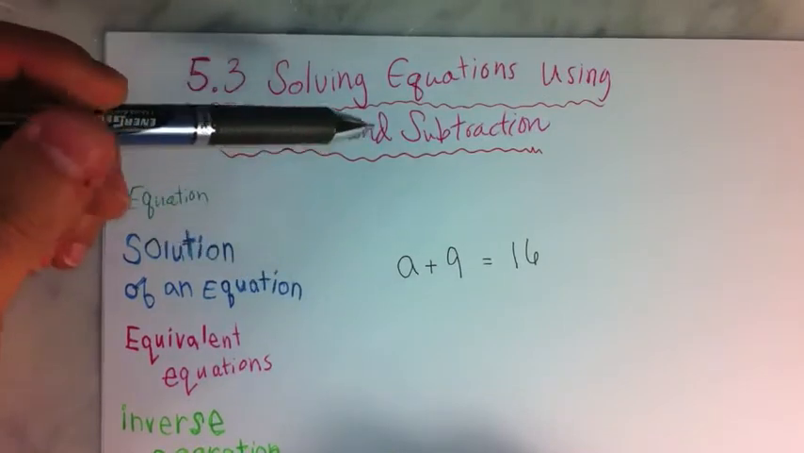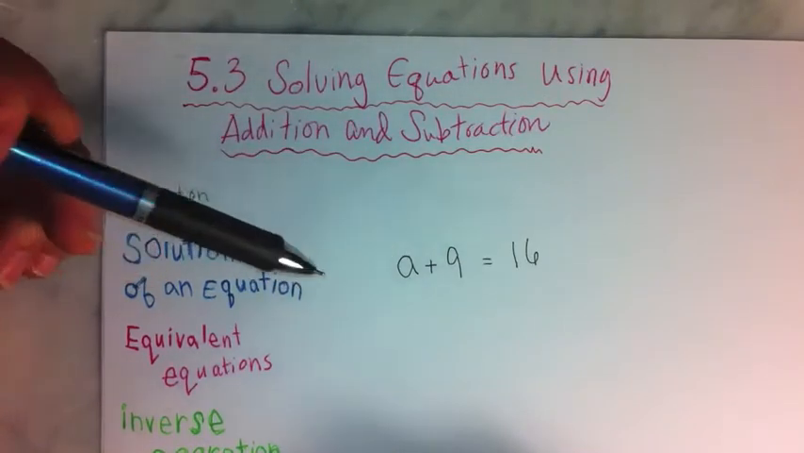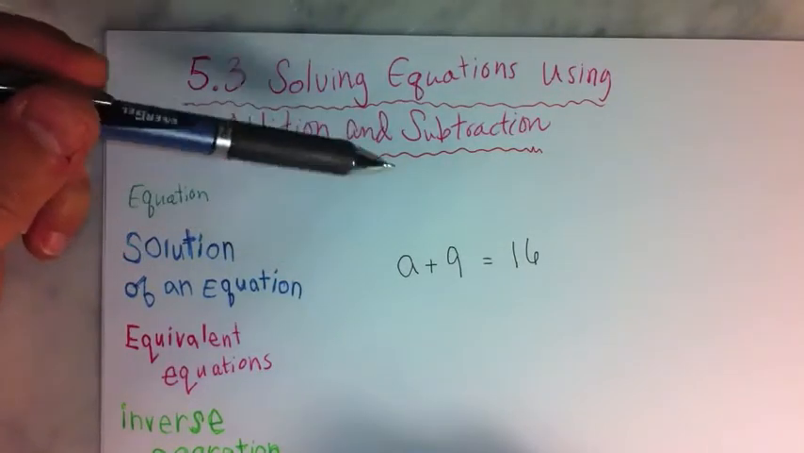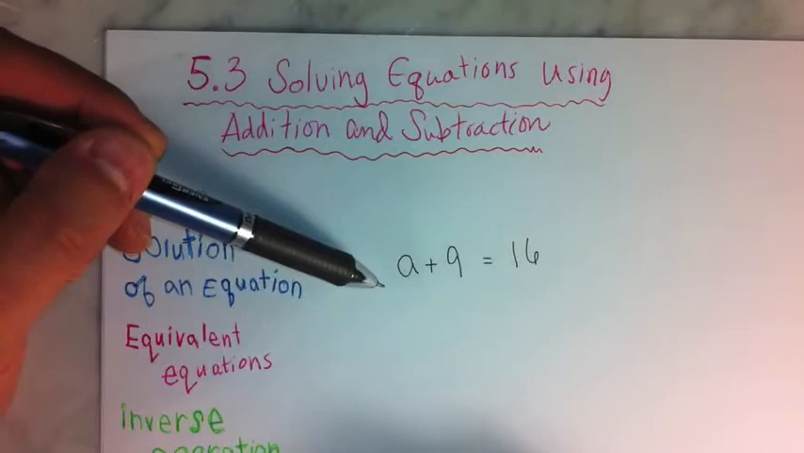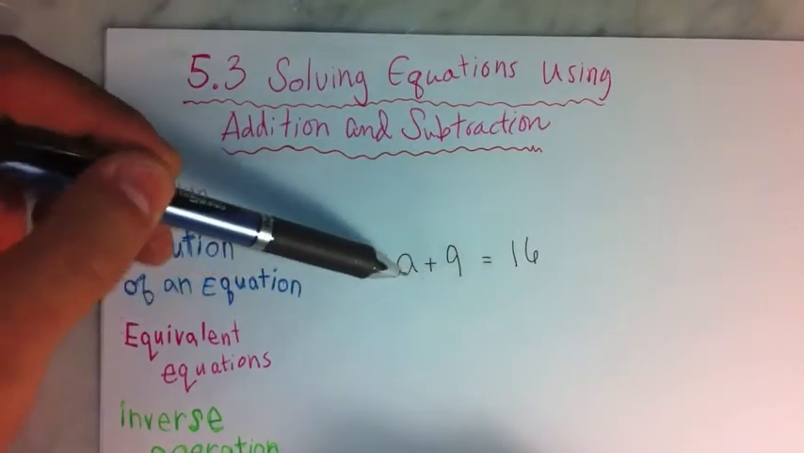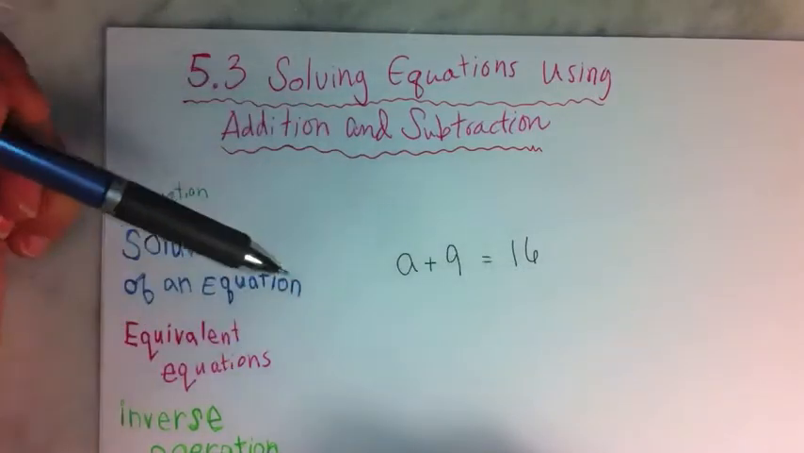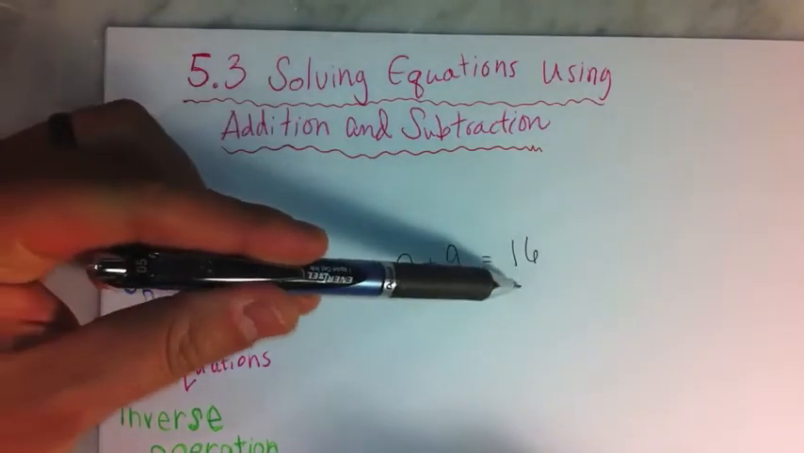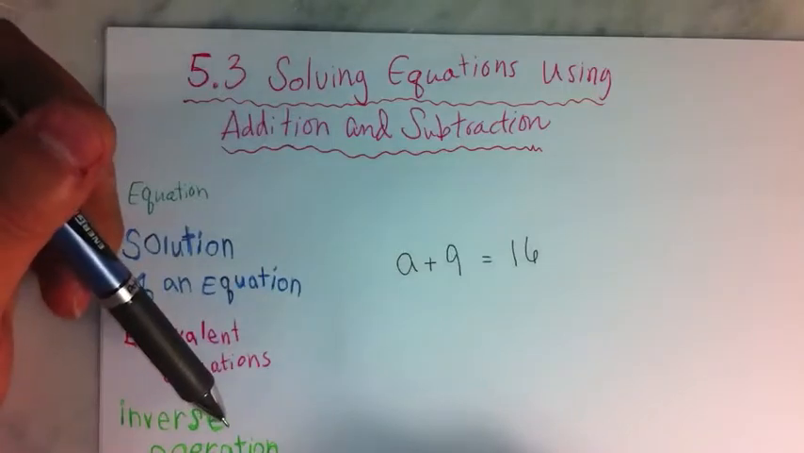That's the difference between an equation and an expression. So up until today, we only worked with expressions. And we still are working with expressions. We have an expression on the left side of the equation and on the right side of the equation. The left side says a plus 9, and that's an expression. 16 by itself is actually an expression as well.